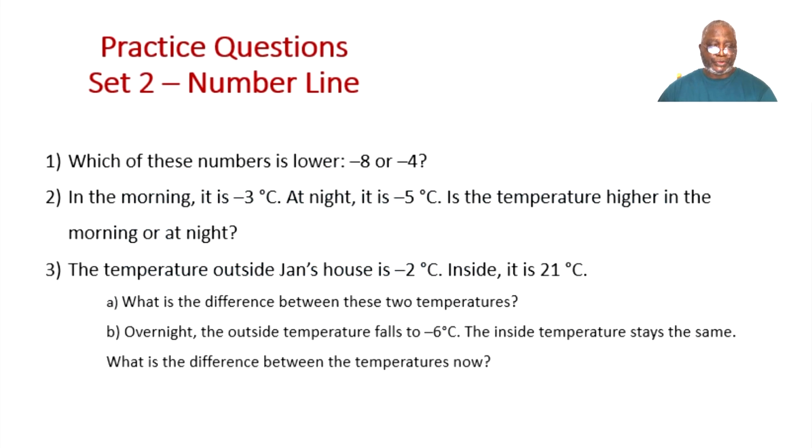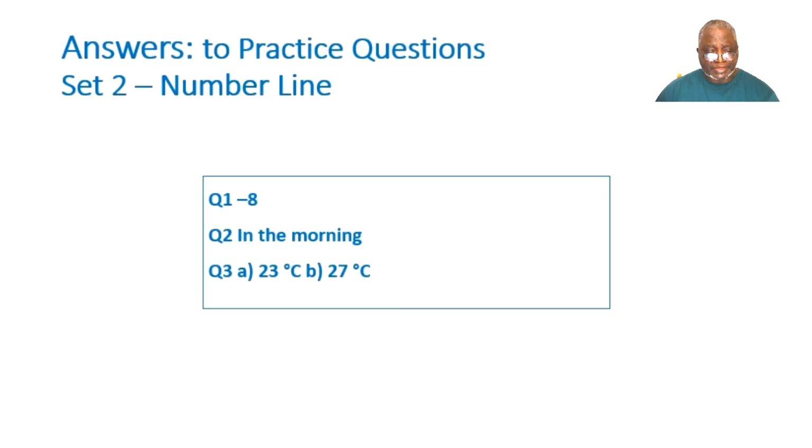Practice question set 2. This is on number line. You've got 3 questions. Read it carefully and try to answer all of those questions. Attempt all of them, even if you're not sure whether you're doing the right thing. And once you've done that, you check your answers, which are provided on the next slide.